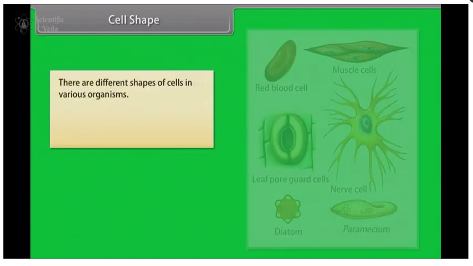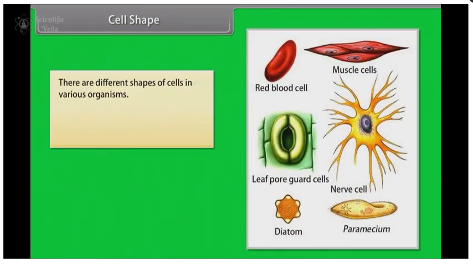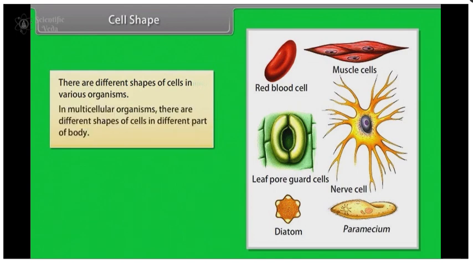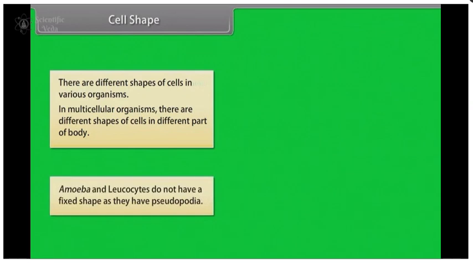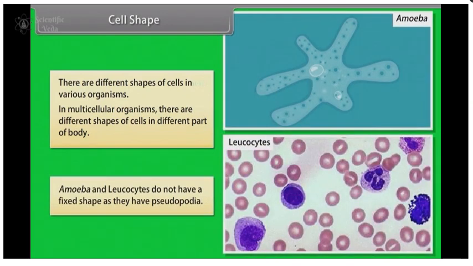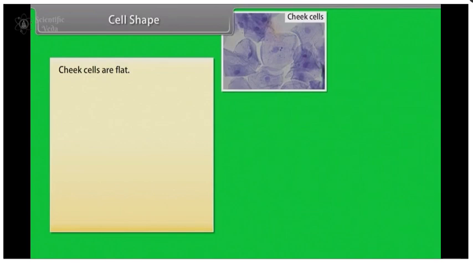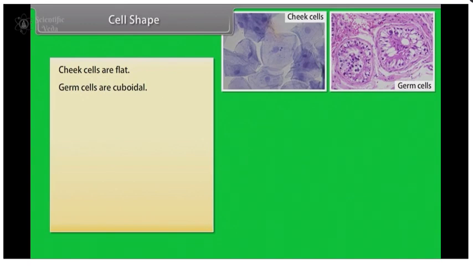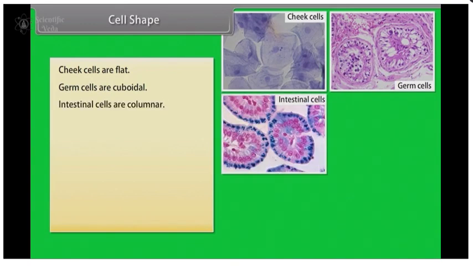Cell shape. There are different shapes of cells in various organisms. In multicellular organisms, there are different shapes of cells in different parts of body. Amoeba and leukocytes do not have a fixed shape as they have pseudopodia. Cheek cells are flat. Germ cells are cuboidal. Intestinal cells are columnar.